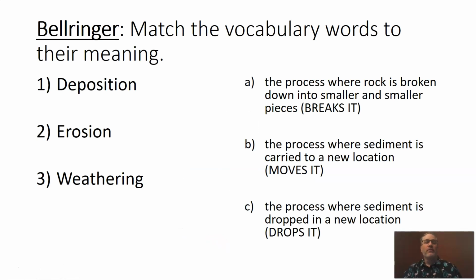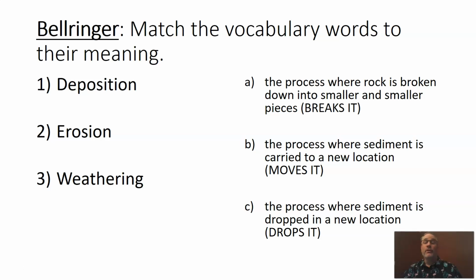So to start with, I want to look at 3 important terms that we discussed in the last video. These 3 vocabulary words are deposition, erosion, and weathering. On the right-hand side, you're going to see the meaning or the definition for those 3 words from the video. Take just a moment and see if you can match the word to the correct definition. Hit the pause button for your video now and give that a shot. You can hit play again when you're done.